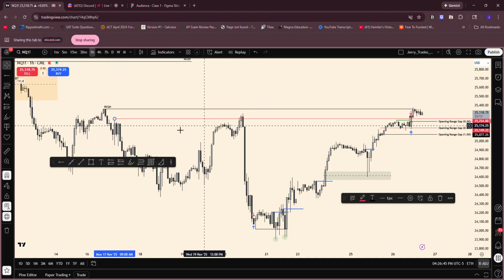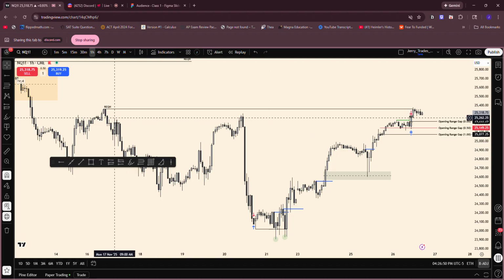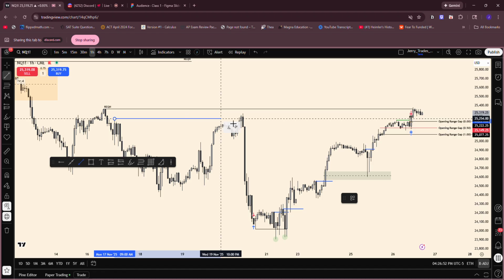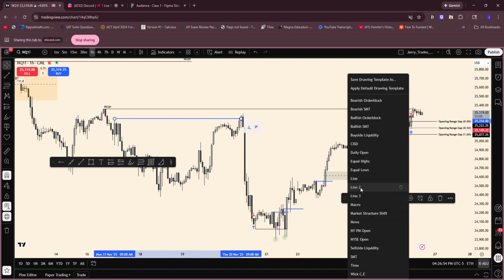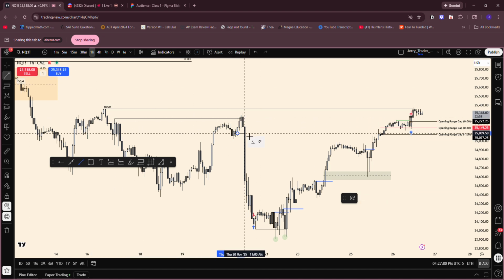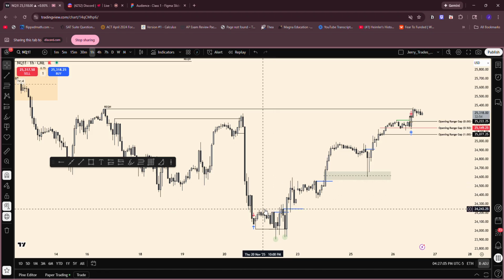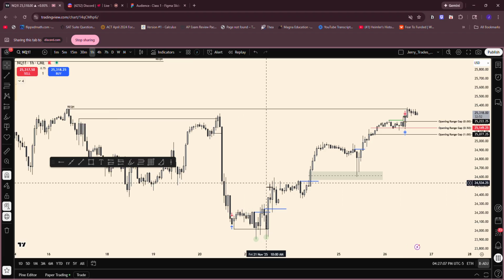So by textbook definition, this high right here should be protected, right? We have the classic textbook definition, right? Purge into a key level. We have a purge into the swing high, and then we have a change in state of delivery. Why do I not think this is going to be protected? Well, it all comes down to narrative. Where is price going to move, and how is it going to move, right?